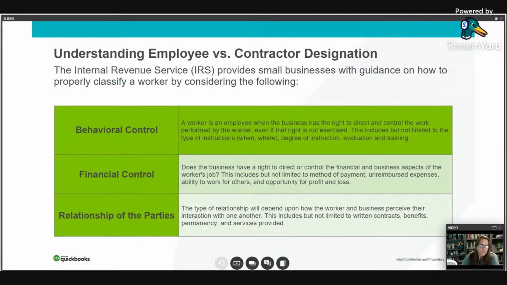The financial control. The question here to ask is, does the business have a right to direct or control the financial and business aspects of the worker's job? What we need to consider here is, is there a significant investment in the equipment that the worker uses in working for someone else? Are there unreimbursed expenses? Independent contractors are a lot more likely to incur expenses that aren't going to be reimbursed by the employer than employees.